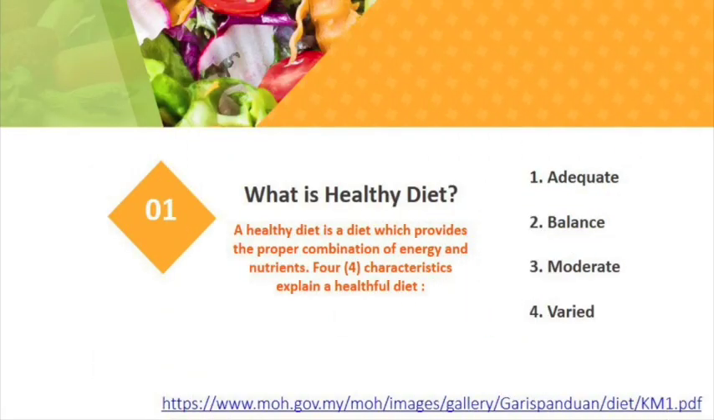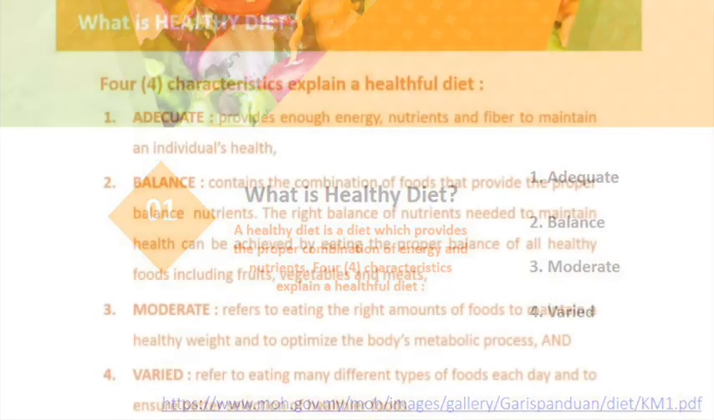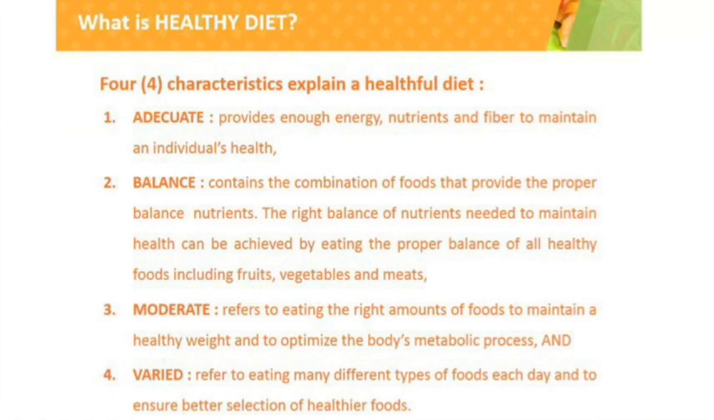What is a healthy diet? A healthy diet provides the proper combination of energy and nutrients. 4 characteristics which explain a healthful diet are adequate, balanced, moderate, and varied. Adequate provides enough energy, nutrients and fiber to maintain an individual's health. Balanced contains the combination of foods that provide the proper balanced nutrients. The right balance of nutrients needed to maintain health can be achieved by eating the proper balance of all healthy foods including fruits, vegetables, and meats.